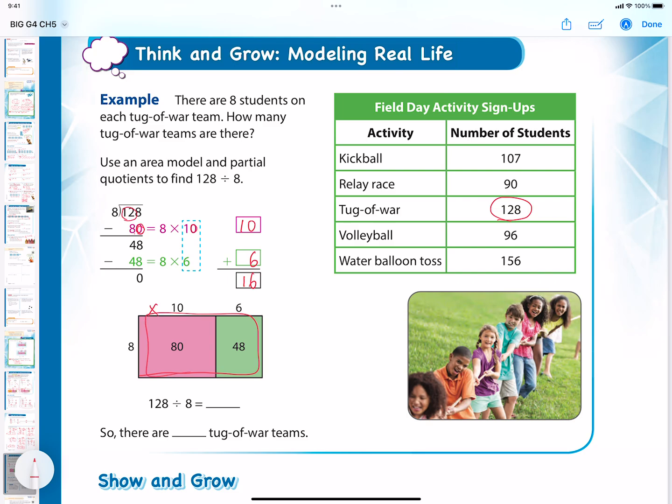8 times 10 makes 80. And then what is left over? 48, right? From the dividend. Okay? And we know 8 times 6 is 48. So when you add these partial quotients together, you get 16, which is the quotient. There are 16 tug-of-war teams.